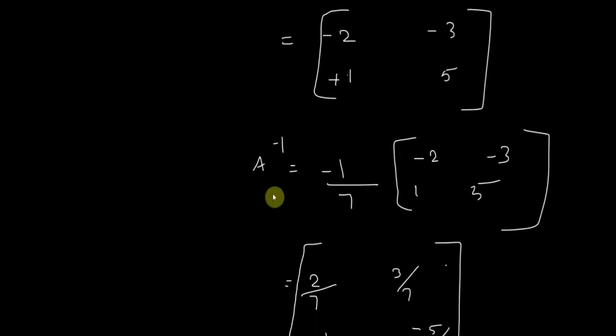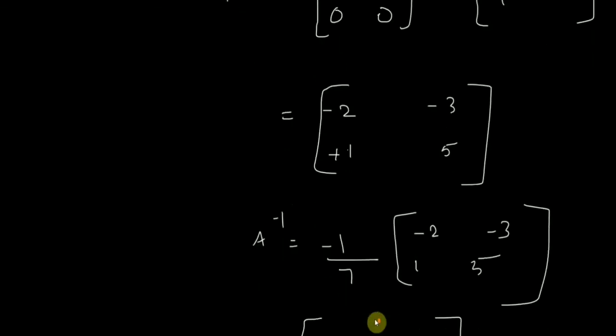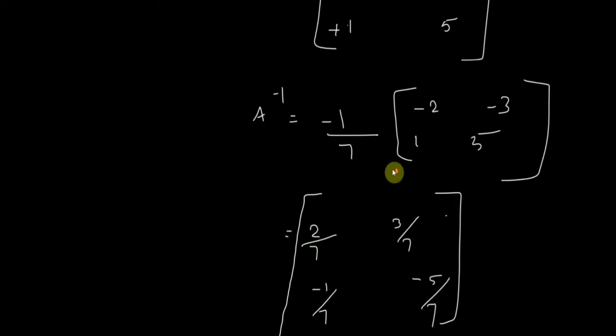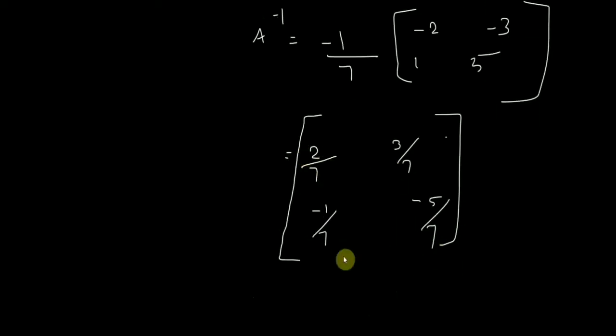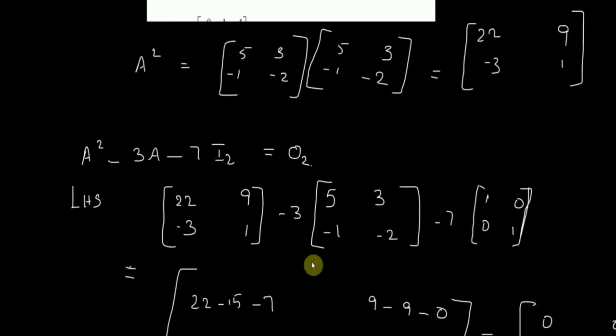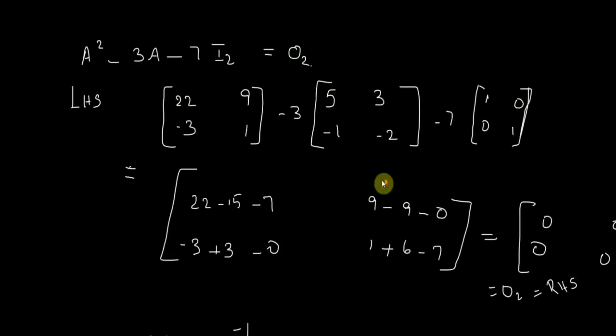So A inverse is equal to minus 1 by 7. This 7 you're bringing it down, and when you multiply minus 1 by 7, you get this. So this is the A inverse, and we used this equation to find A inverse.